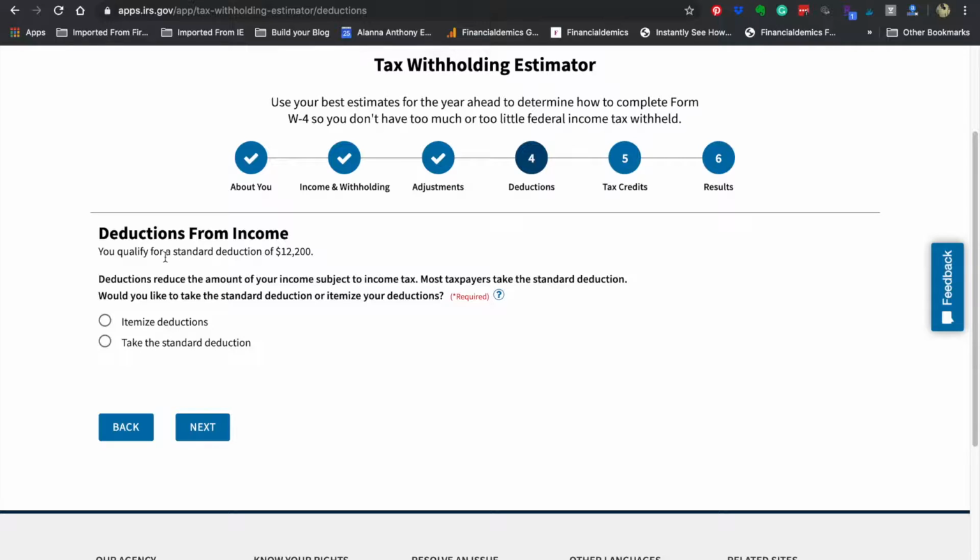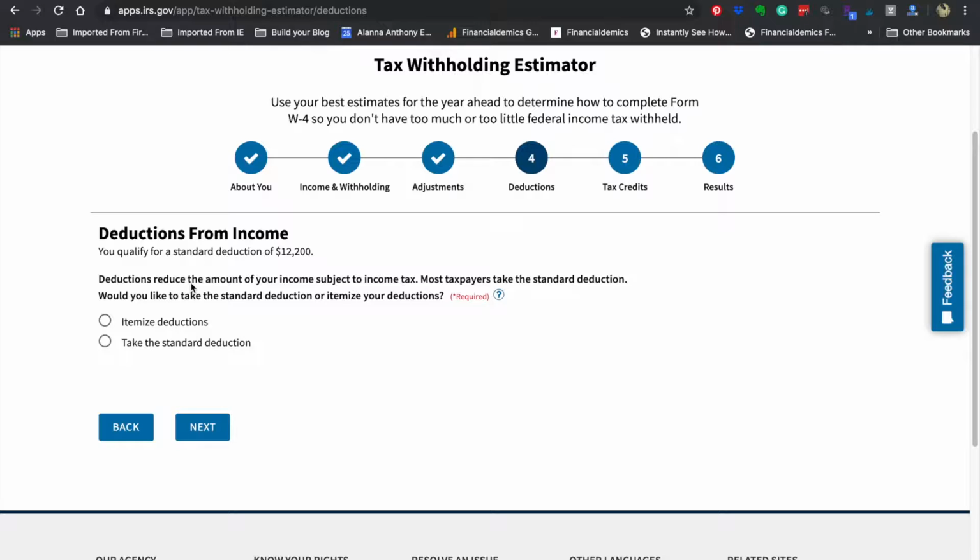Now, if you are married filing jointly, then your deductions need to be somewhere around $24,000. So if you have over $24,000 in deductions, then you will be able to itemize. So it's asking basically, does this person want to take that standard deduction or itemize their deduction? It also explains it here.